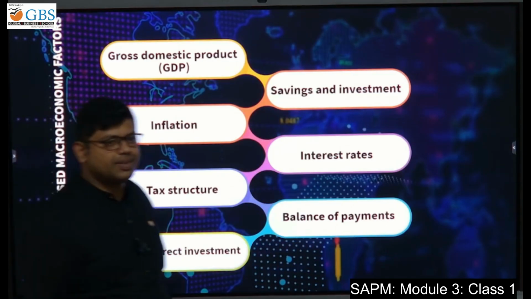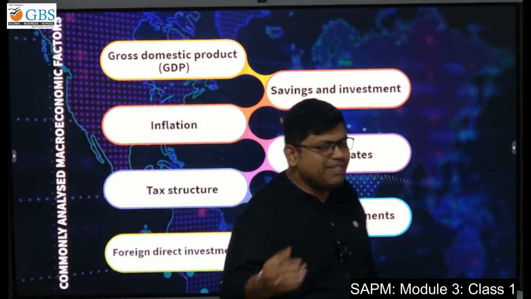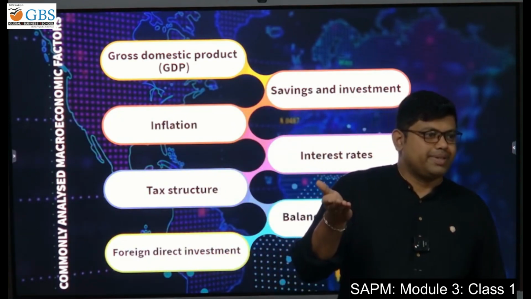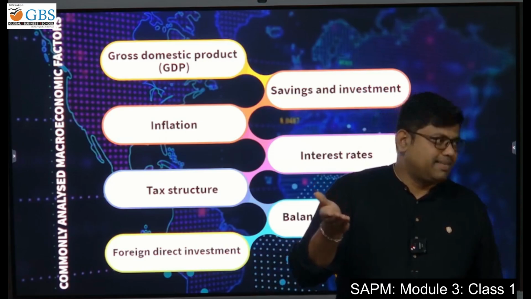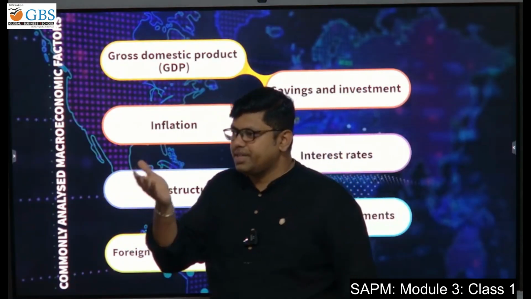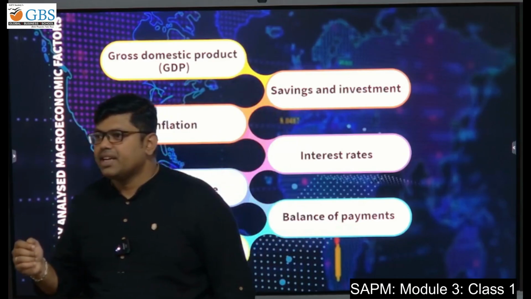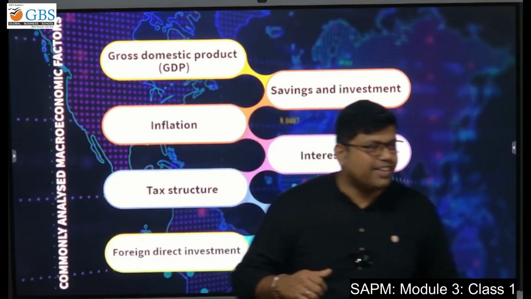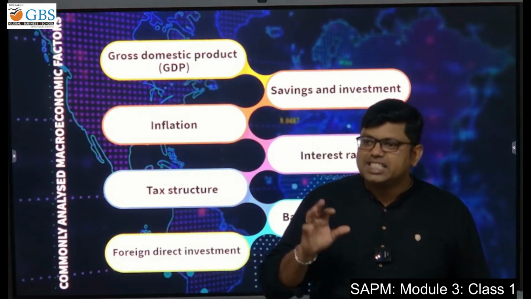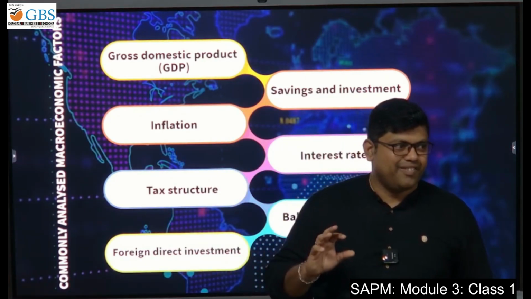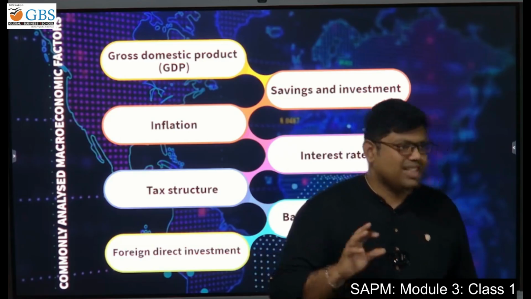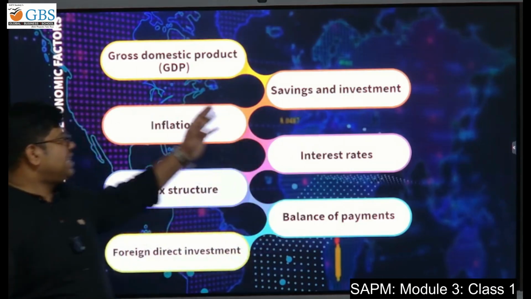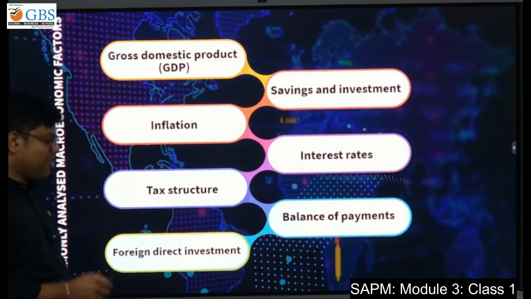What is foreign direct investment? What is the meaning of this? Foreign people investing in our nation should always go up. Foreign direct investment should go up. That is good for a nation. Foreign people will come and invest in our nation when there is a stable government and no corruption. So these are the factors you need to understand economic-wise.